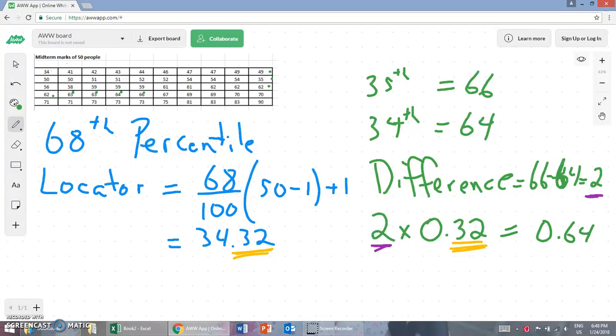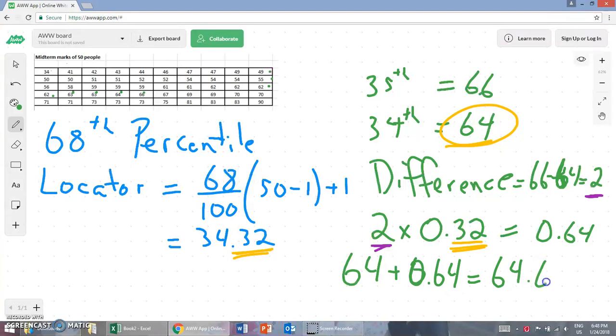We always add that to the value in the smaller location. So we get 64 plus 0.64, which gives us the 68th percentile. The 68th percentile exactly equals 64.64. We can verify that answer using Excel.